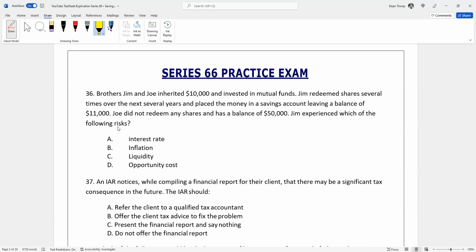I like the cast of characters here, right? Jim experienced which of the following? Well, there's nothing in this about interest rates. For the answer to be about interest rates, I would have to have something in there about interest rates. There's nothing about inflation. There's nothing about liquidity. So by process of elimination, or just knowing the answer, it's the opportunity cost, D.